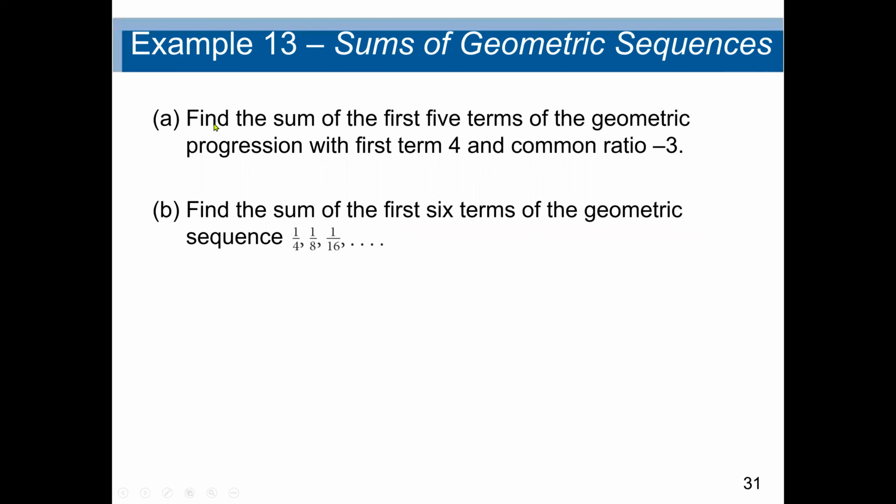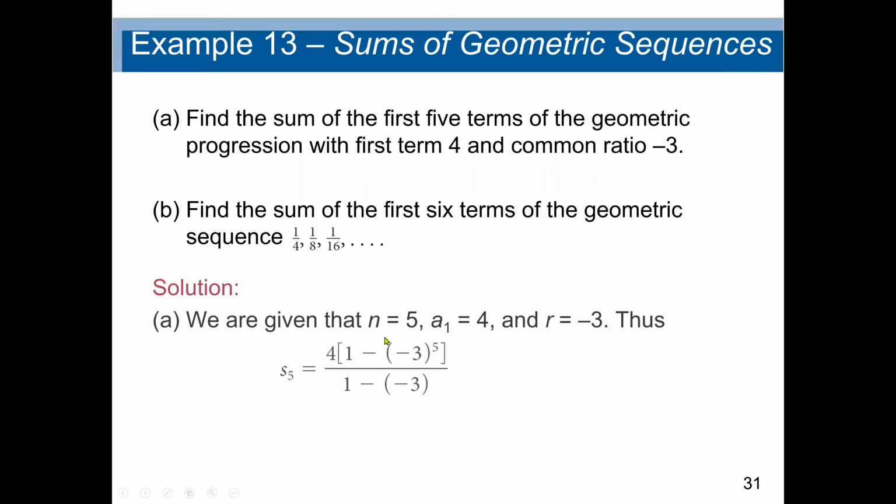So let's see an example. Find the sum of the first 5 terms of a geometric progression with the first term 4 and the common ratio -3. So we have everything we need in our formula to find the sum of a geometric sequence. We need the first term, we need the ratio, and also the nth term we are looking for. So the first 5, so our n will be 5.